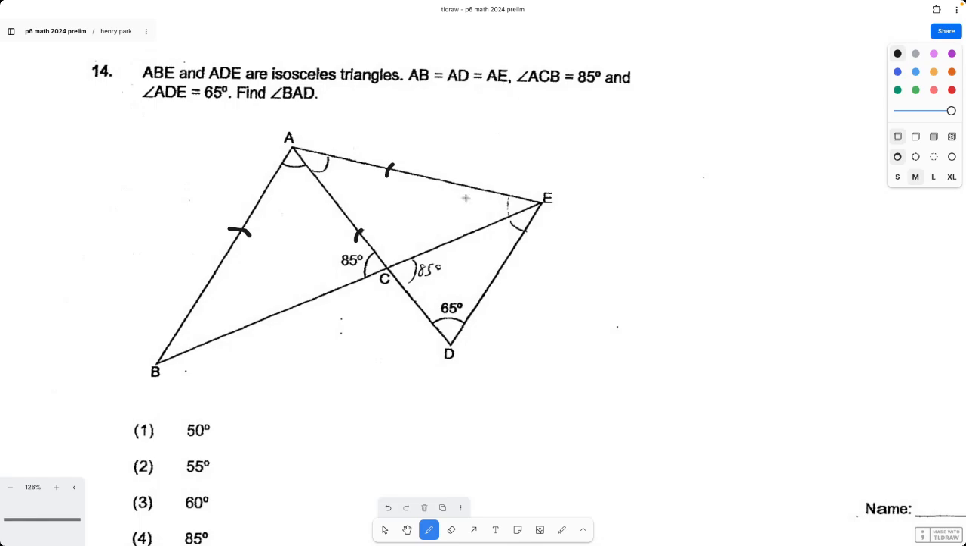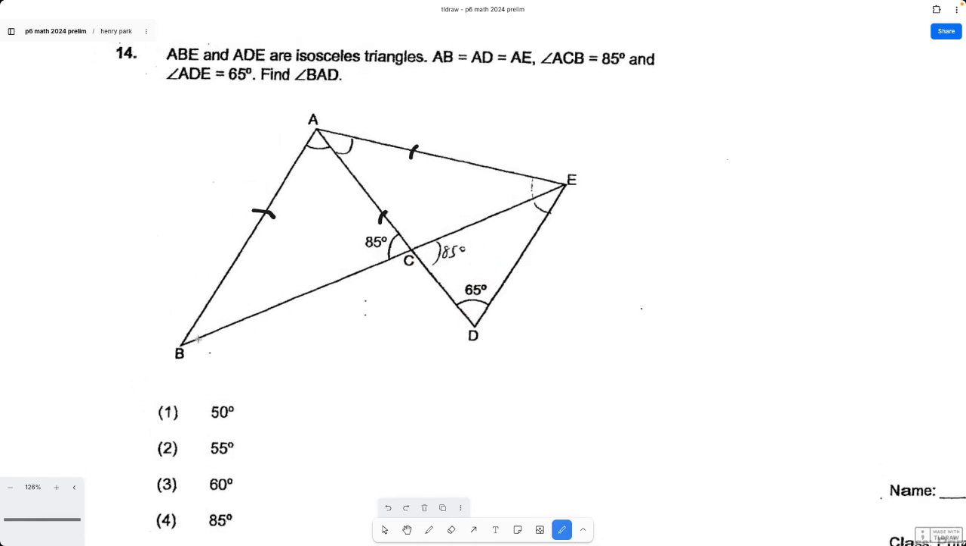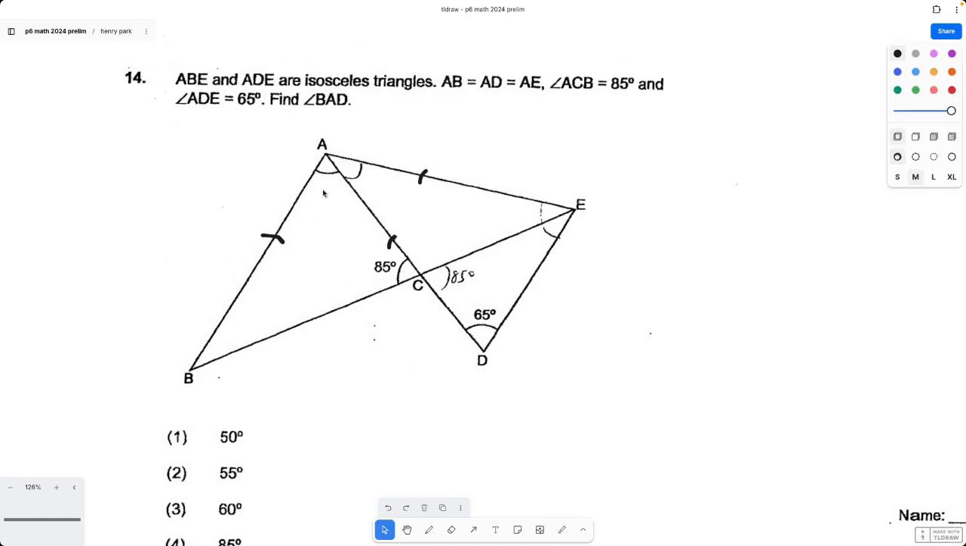ACB over here. ACB is 85. Okay, they gave 85 degrees as well. And then ADE is 65 degrees. Find BAD. Right? BAD. Okay, so we know that this over here, let me see that this is what we're looking for, the red highlighted one.